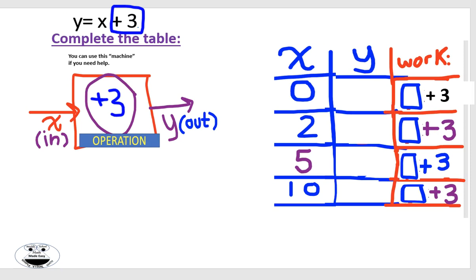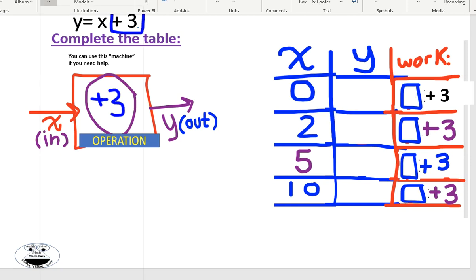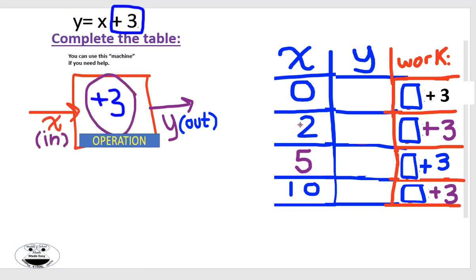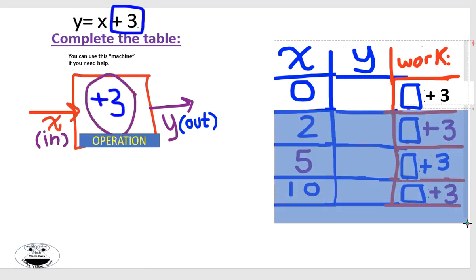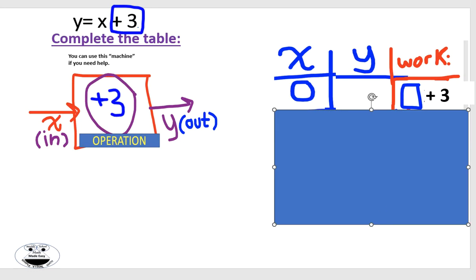So what I'm going to do, so that you're not confused, because students get confused when there's a lot of things on the paper, is cover up this entire table and just focus on the first row. And again, if you're doing this at home and you don't have this shape that you can put on, you can just cover it up with your notebook or your paper. Let's focus just on this first row, and we'll do one step at a time.